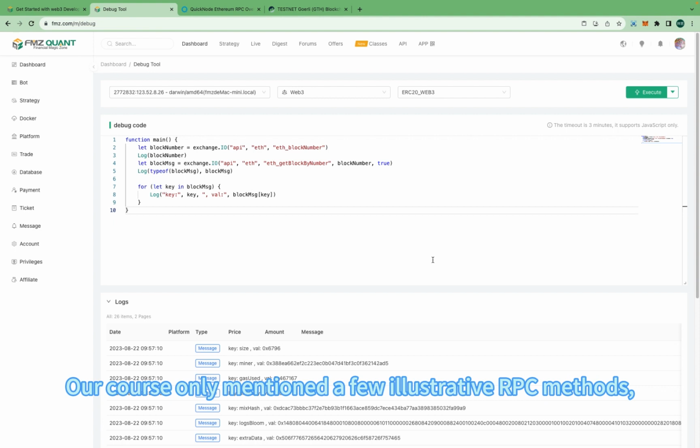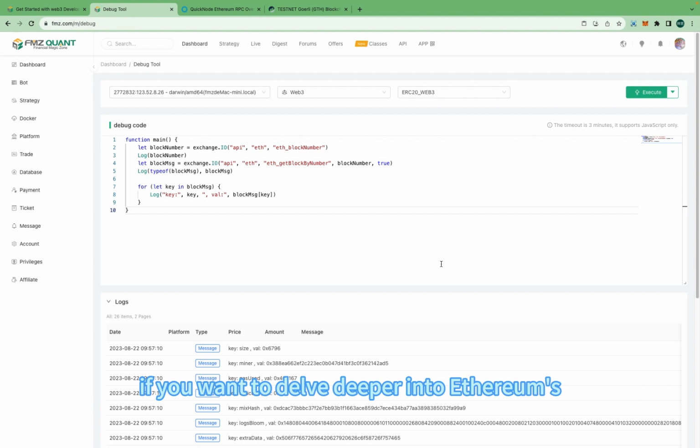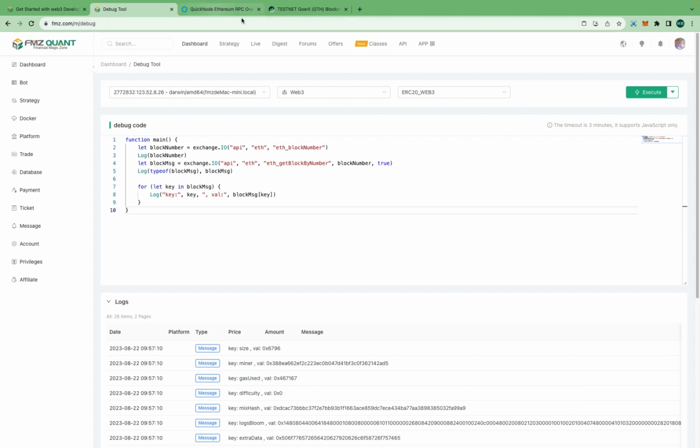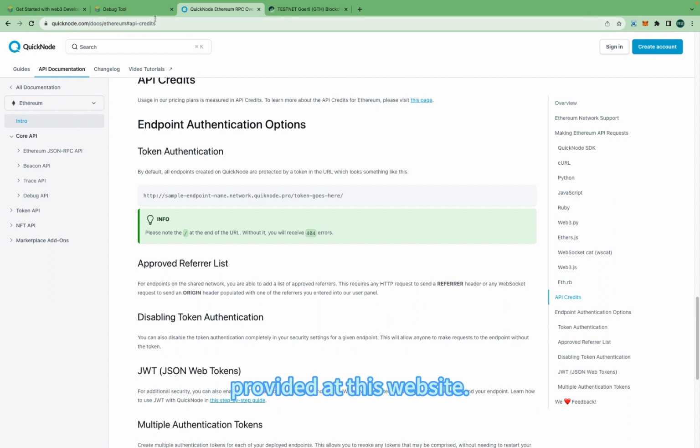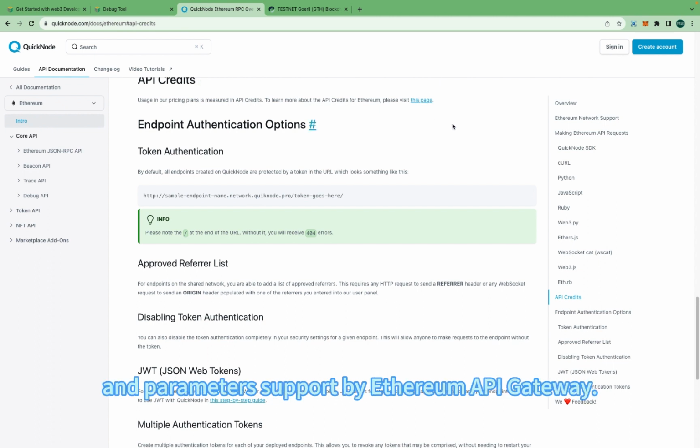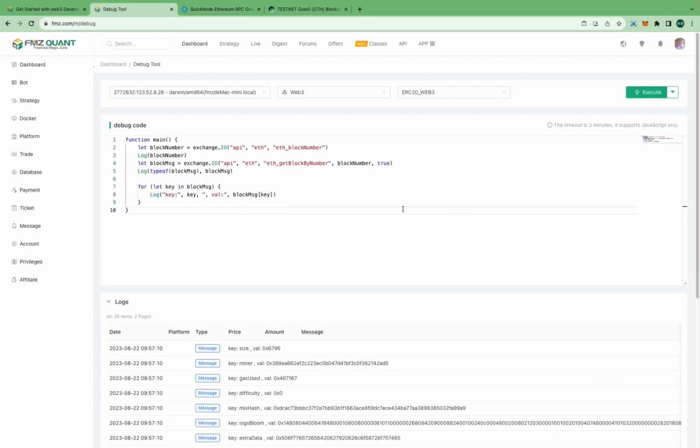Our course only mentioned a few illustrative RPC methods. If you want to delve deeper into Ethereum's RPC interface, you can refer to the documentation provided at this website. Here you can view details, the methods, and parameters supported by the Ethereum API Gateway. Please remember to always prioritize your security and privacy when interacting with the blockchain.